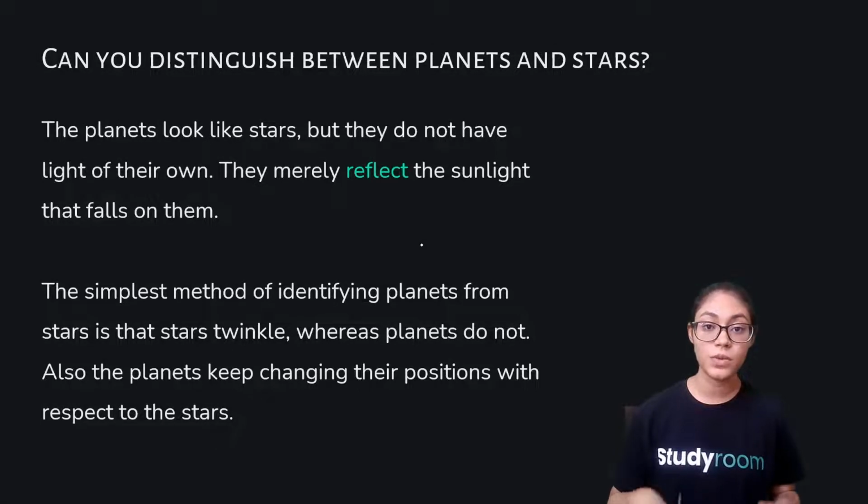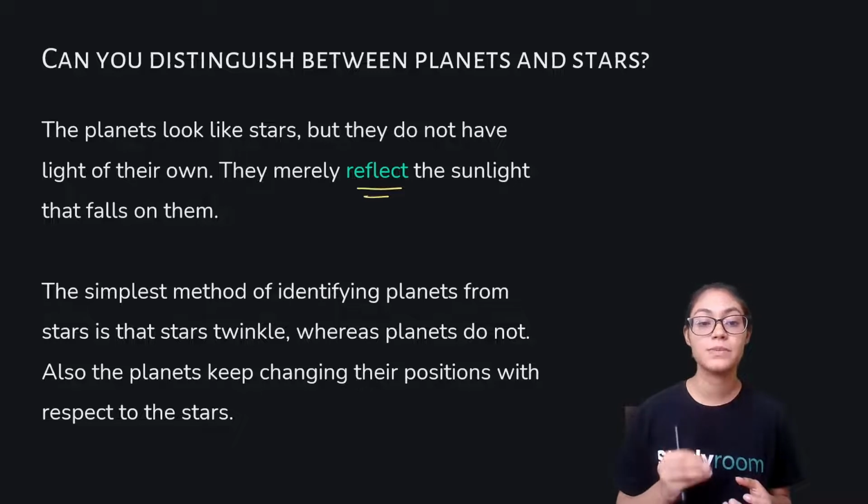Now, can you distinguish between planets and stars? Planets look like stars, but they do not have light of their own. They merely reflect the sunlight which falls on them. The simplest method of identifying planets from stars is that stars twinkle, while planets do not. If you look at the night sky, you will see that stars are twinkling, while if you see a planet like Venus, it won't twinkle. All the other planets keep changing their position with respect to the stars.